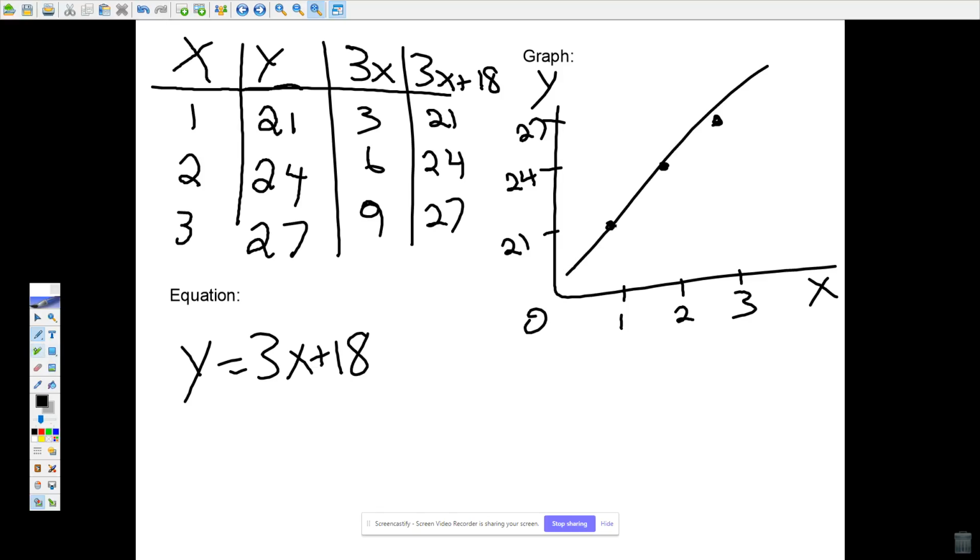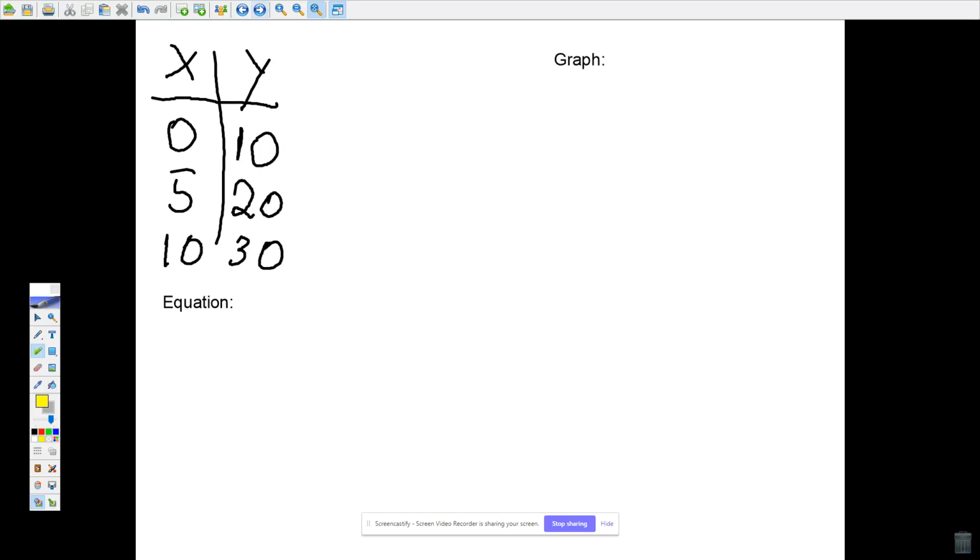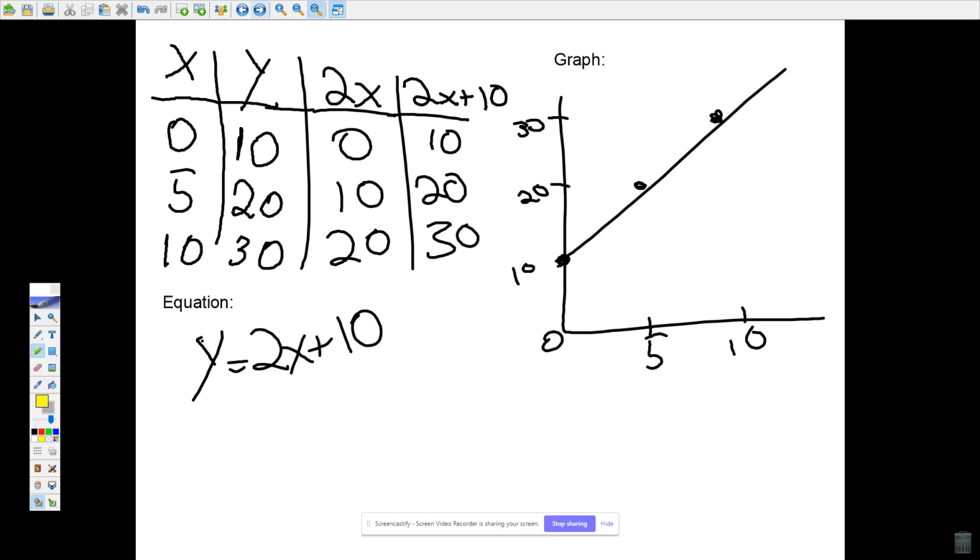Now to graph that, we use these as our values for the graph. The x value was 1, the y value was 21. When x was 2, y is 24. When x is 3, y is 27. And we just draw a line connecting the dots. Please pause and try this one now. The answer is y equals 2x plus 10, and there is your graph.